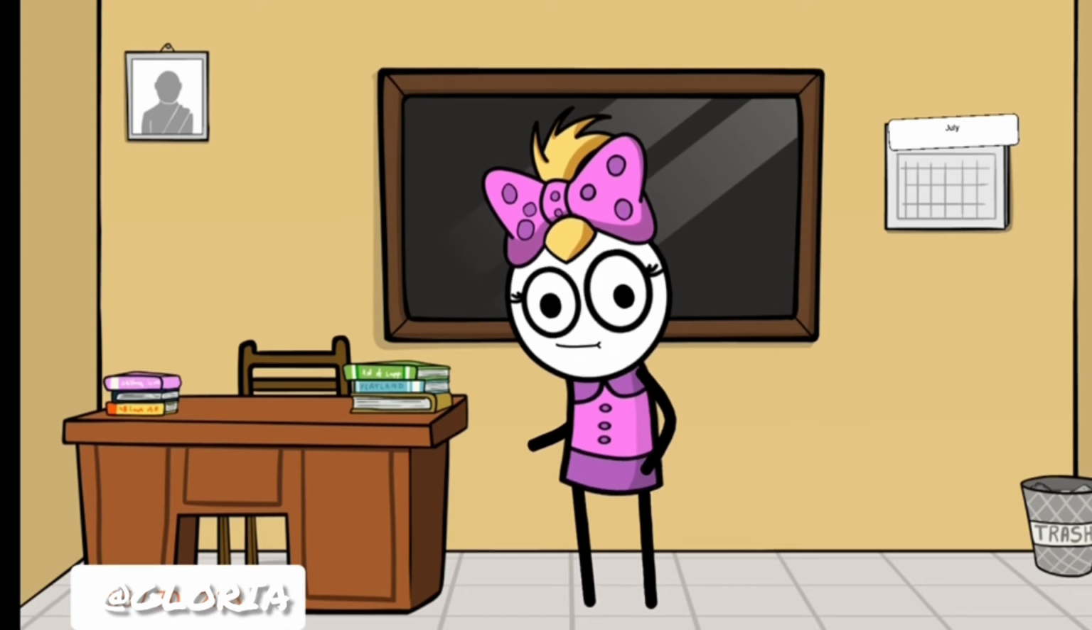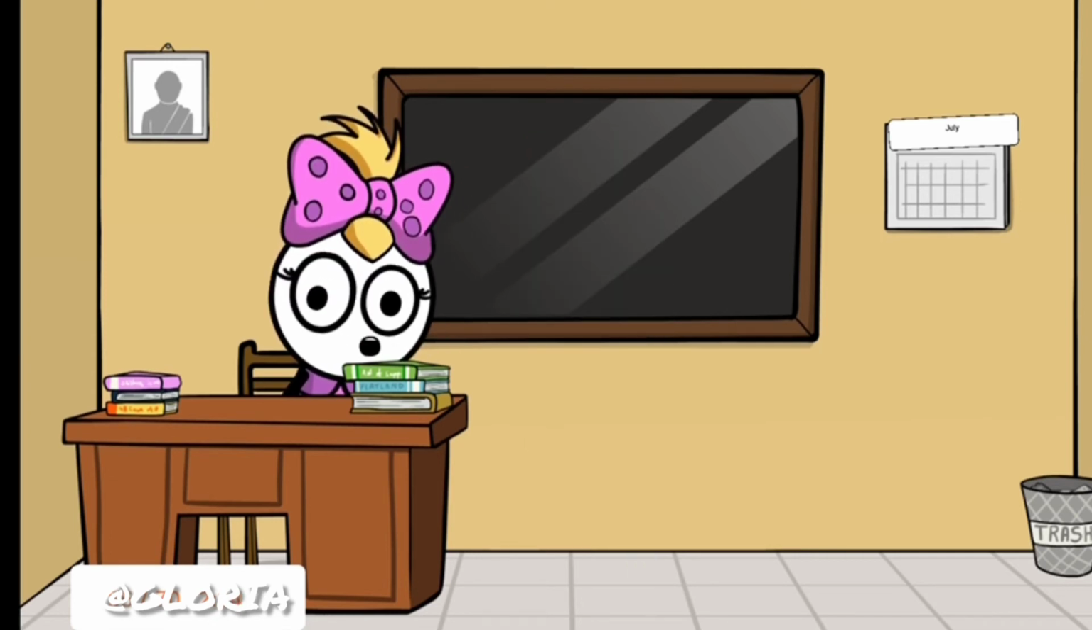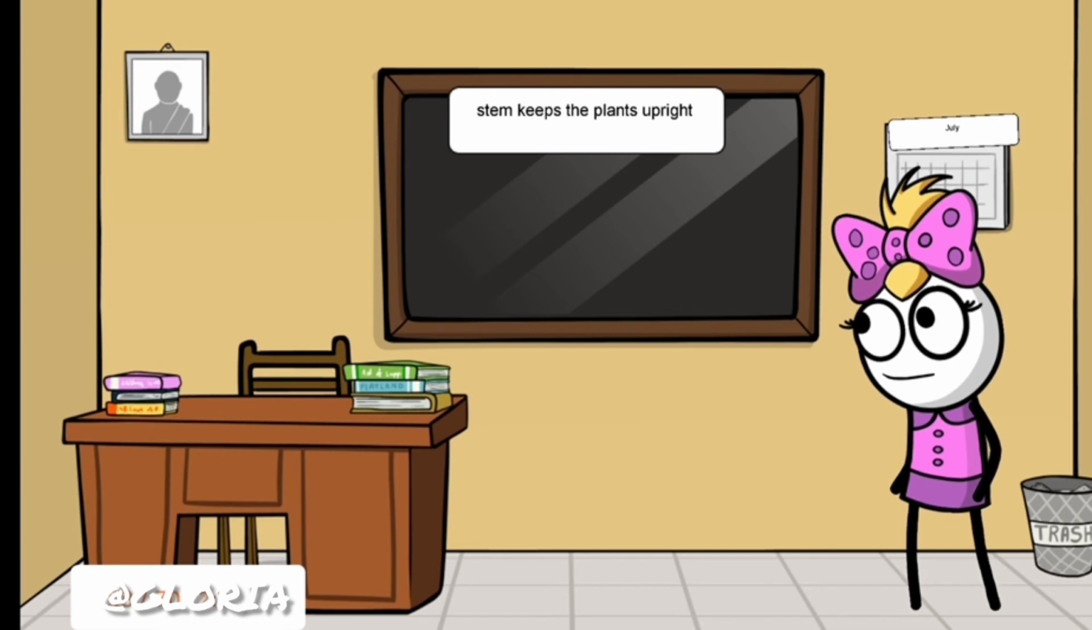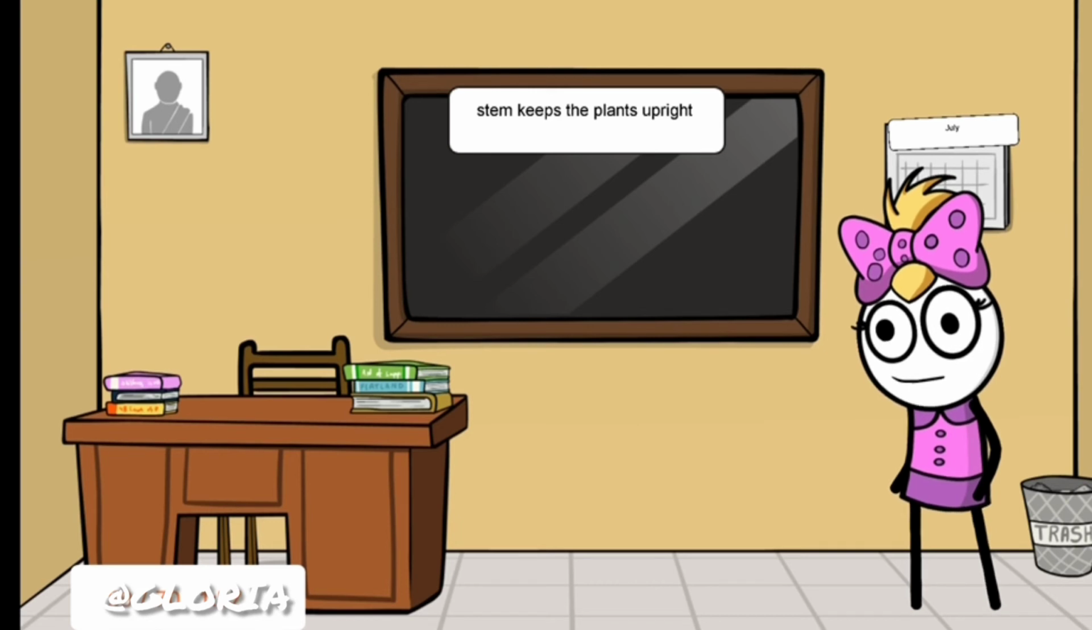Like roots, stem also has its functions. Now let us learn that. Are you getting bored? After discussing about the function of stem, we will wind up our class. Okay? So listen here. First function is that stem keeps the plant upright. That means it helps the plant to stand straight. We know that some plants with a weak stem cannot stand straight. But generally, the one function of stem is to keep the plant upright.